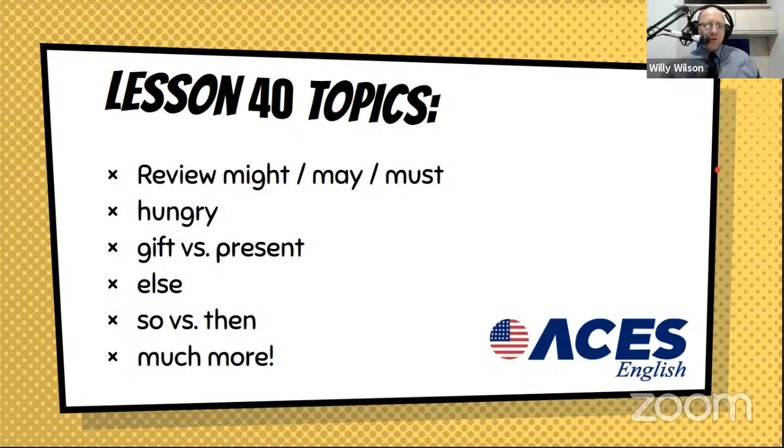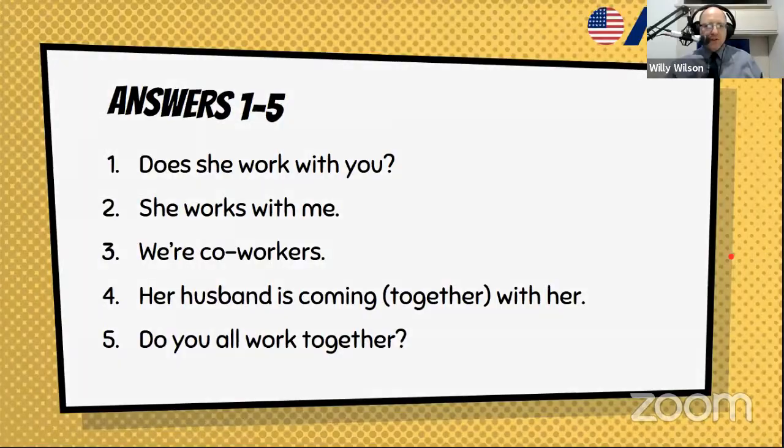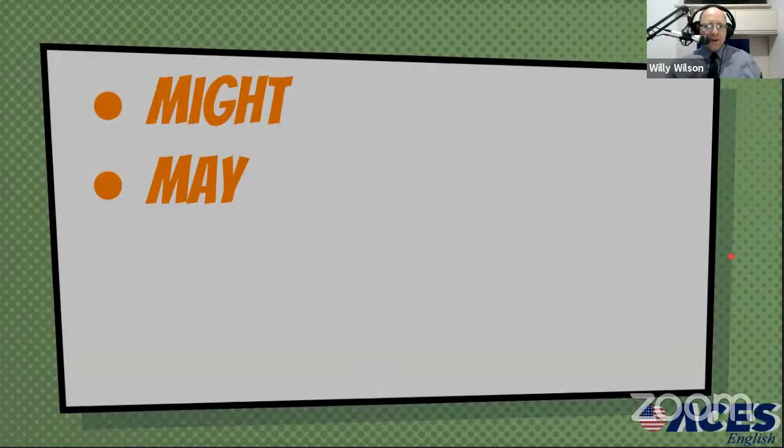So review, we're going to review might, may, and must, talk about hungry, gift versus present, else, whatever that means, so versus then, and a whole lot more. So review we will do in group. We'll do all the practice in the group.